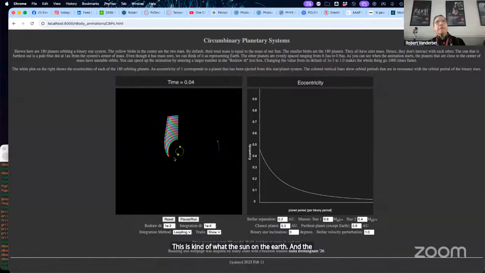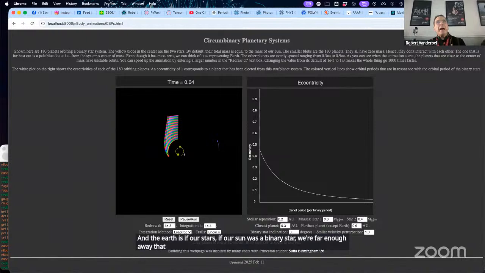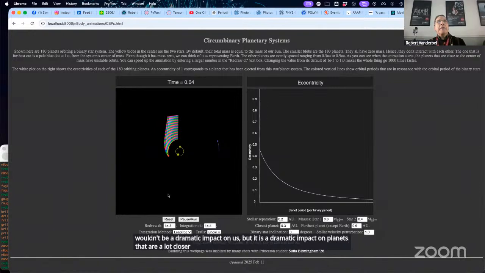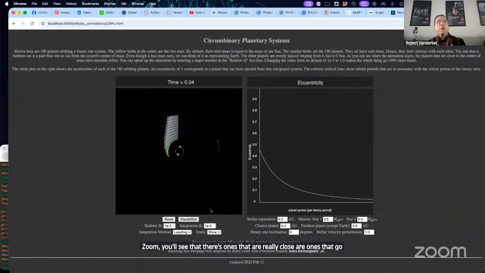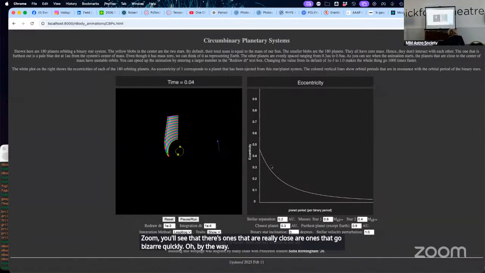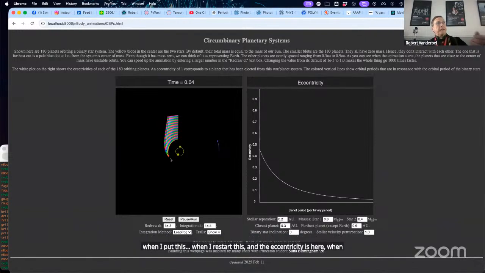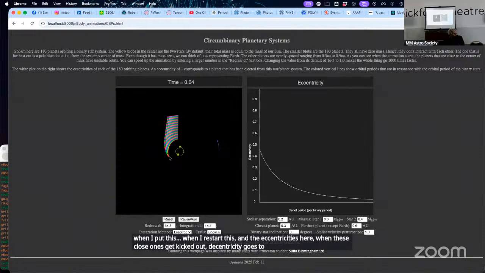If our sun was a binary star, we're far enough away that it wouldn't be a dramatic impact on us, but it is a dramatic impact on planets that are a lot closer. And if I hit resume, you'll see that these ones that are really close are the ones that go berserk quickly. Oh, by the way, here I'm plotting the eccentricity, and right now the eccentricity of these really close ones is pretty big-ish, 0.4 or almost 0.5 for the closest one. But we'll see that better when I restart this, and when these close ones get kicked out, the eccentricity goes to infinity or whatever.